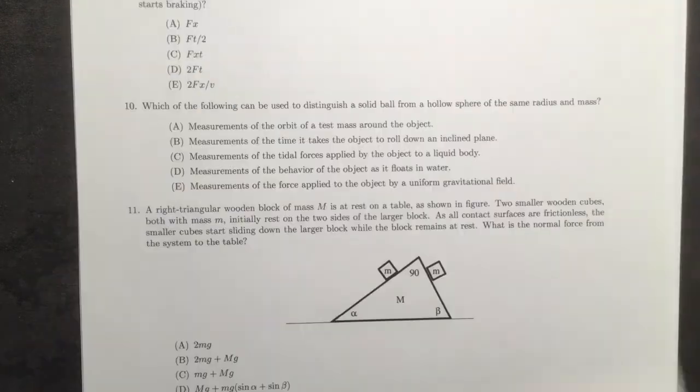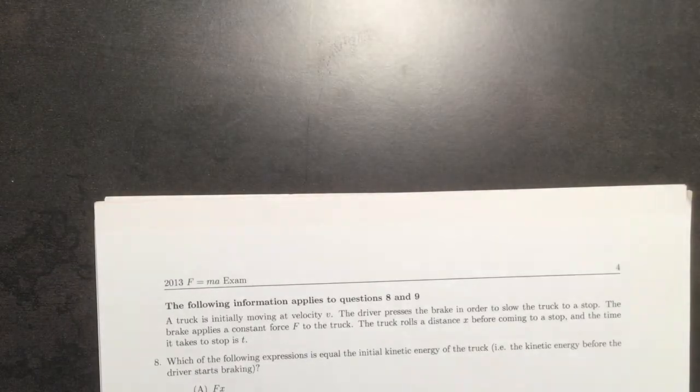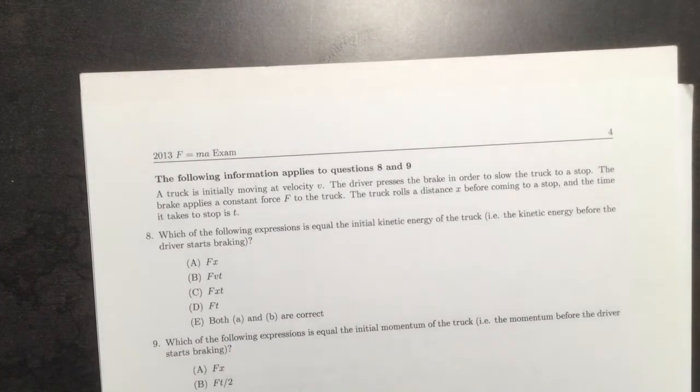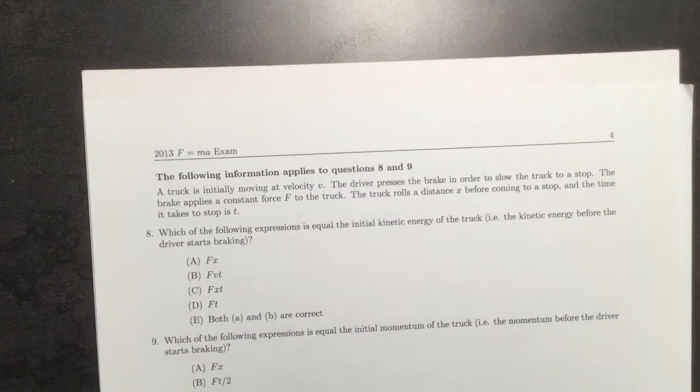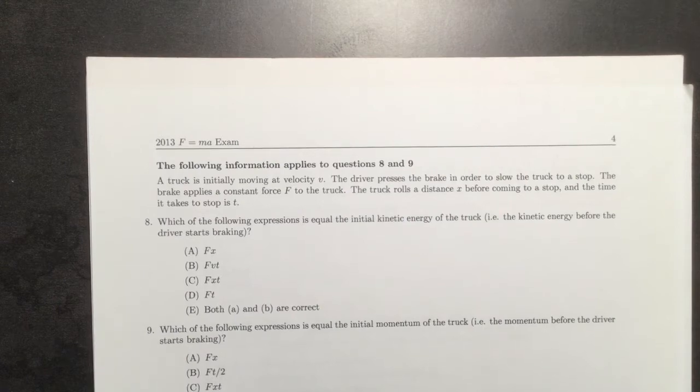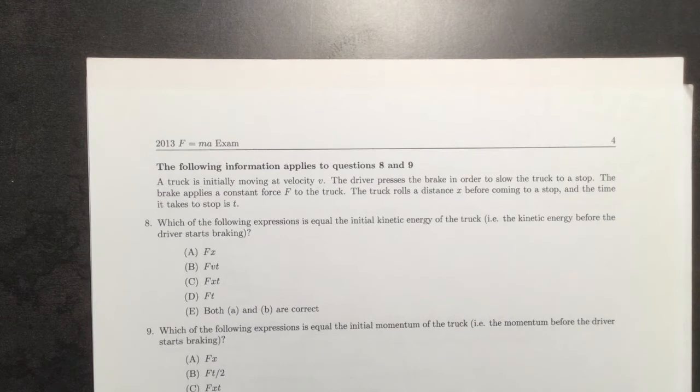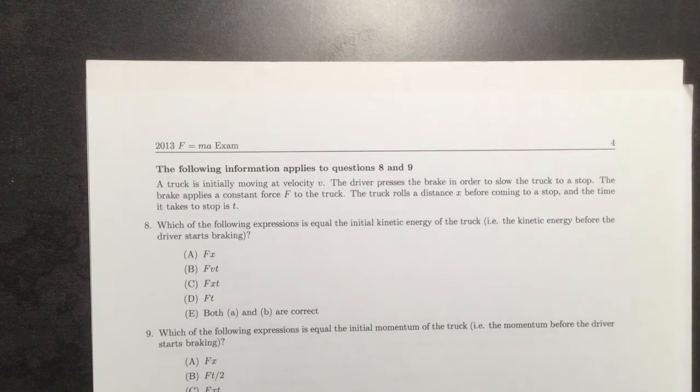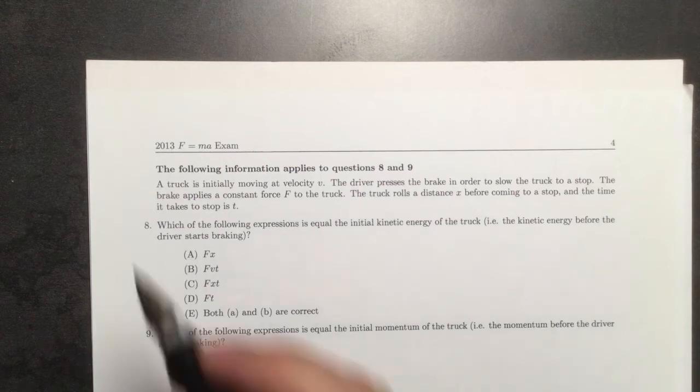So now let's look at A's problem. A truck is initially moving at a velocity v. The driver presses the brake in order to slow the truck to a stop. The brake applies a constant force F to the truck. The truck goes the distance x before coming to stop, and the time it takes to stop is t. So number 8, which of the following expressions is equal to the initial kinetic energy of the truck? The kinetic energy before the driver starts braking. So we know the work is equal to force times distance, very simply. So it's A.